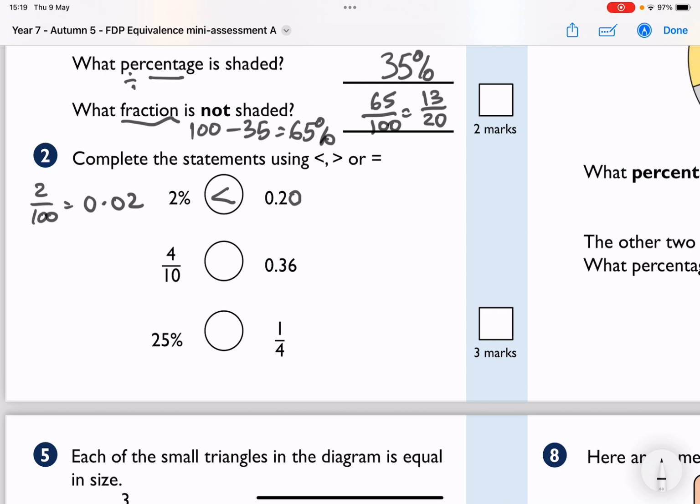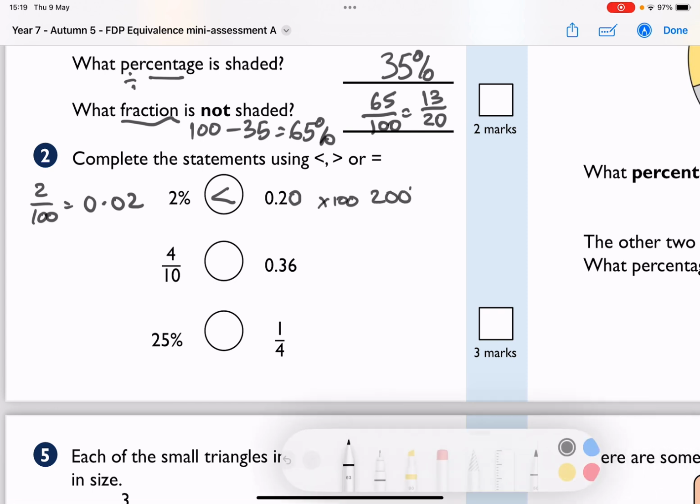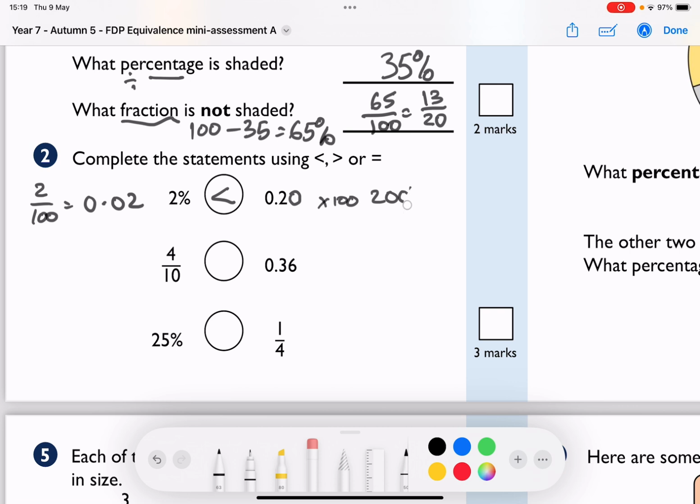You could have changed this one by timesing by 100, and you could have said that that is 20. Oops, not 200. You could have said that that was 20%. So this is the idea of fractions, decimals, percentages.